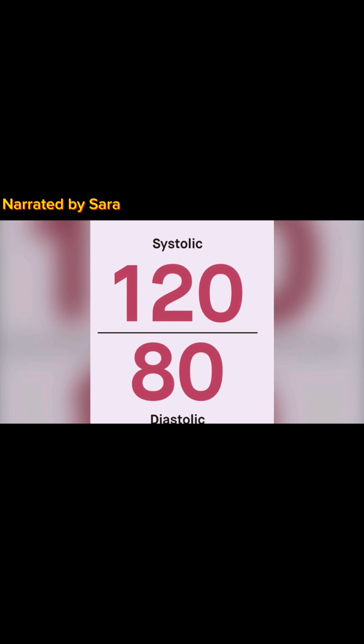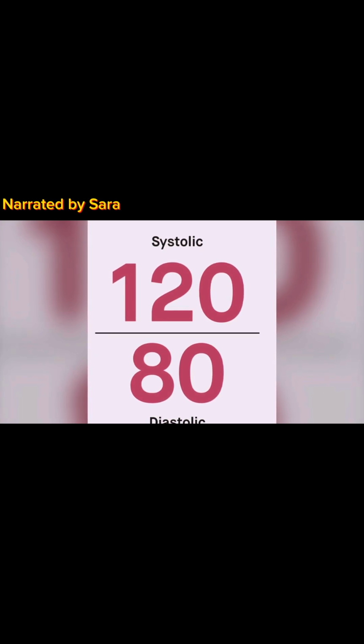Systolic pressure is the top number in a blood pressure reading, showing the pressure in the arteries when the heart beats. Diastolic pressure is the bottom number, showing the pressure when the heart rests between beats.